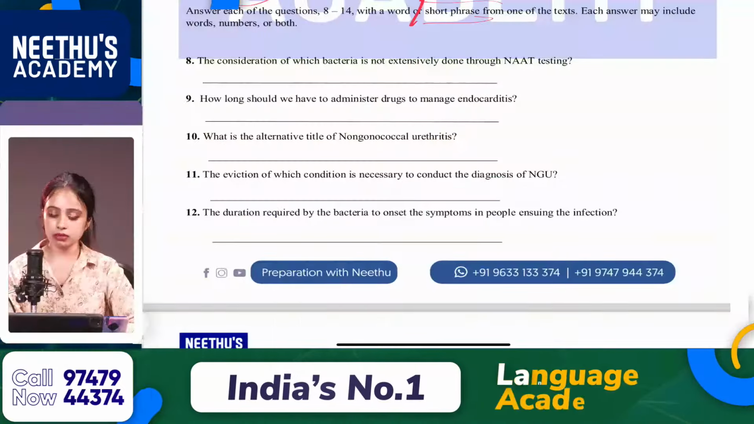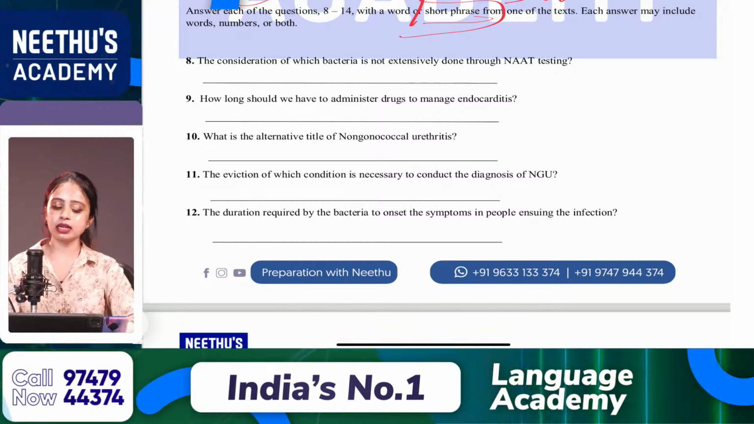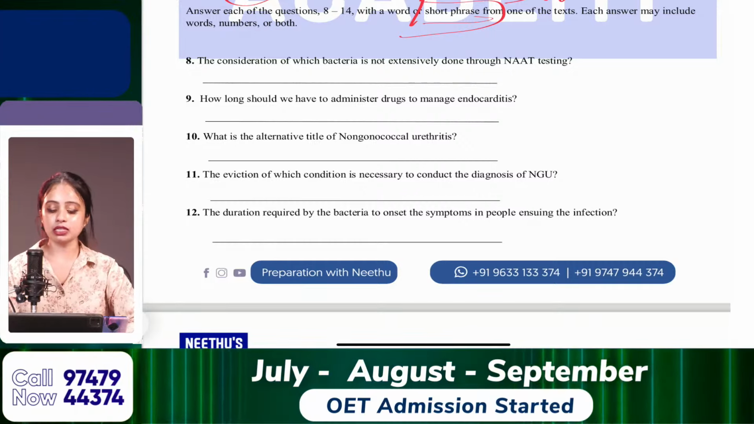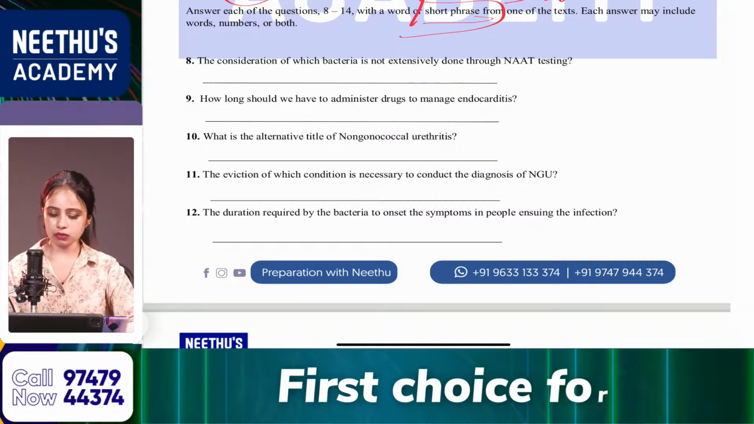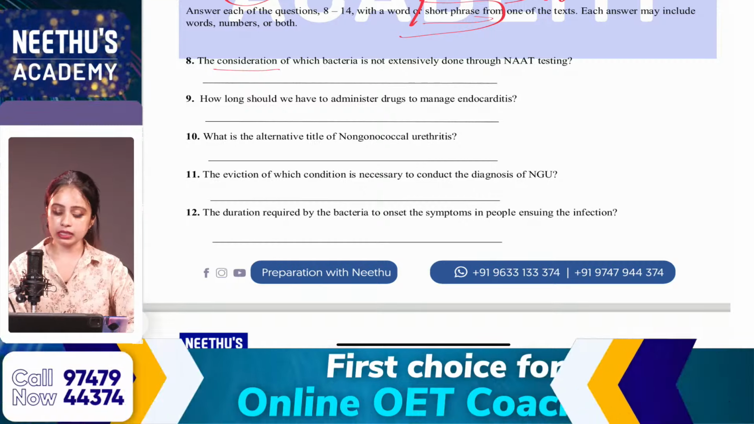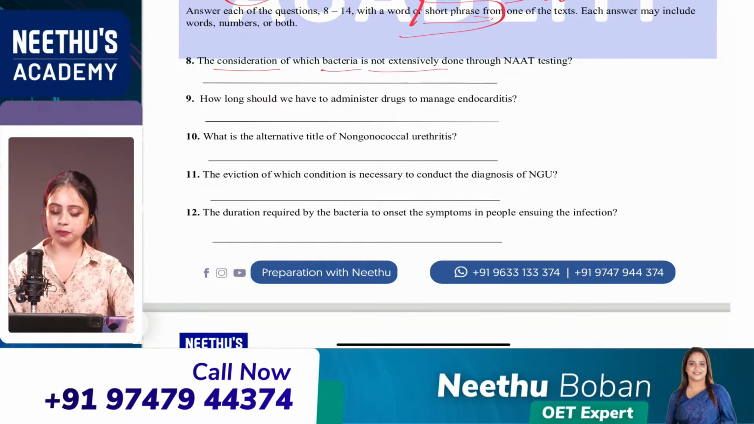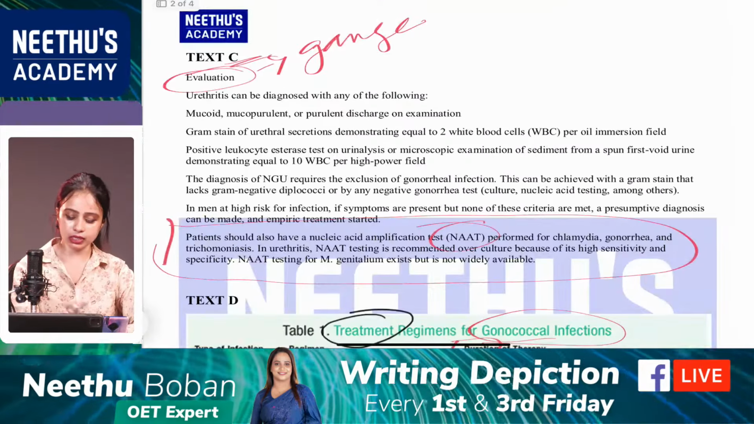So now we are moving to the short answer questions. Okay, so the important instruction, once again: short phrase, maximum 3 words. Okay, the consideration of which bacteria is not extensively done through NAT testing. So my keywords: consideration, bacteria, not extensively. So NAT testing is mentioned in text C, right?